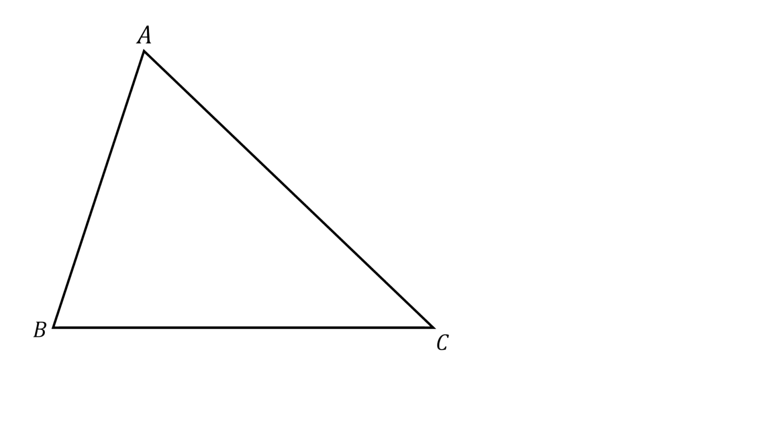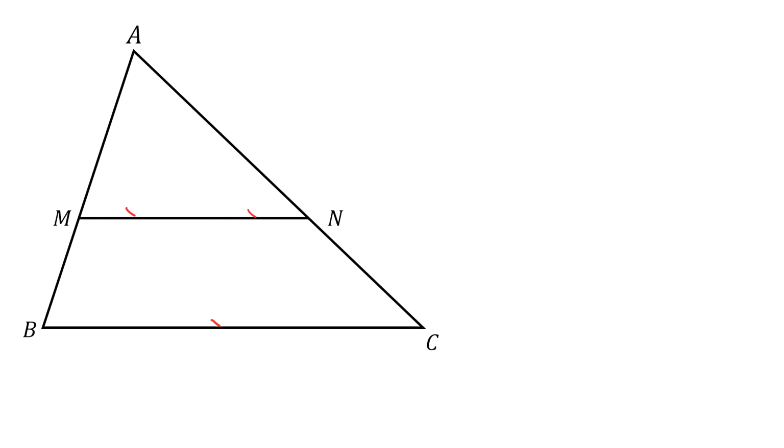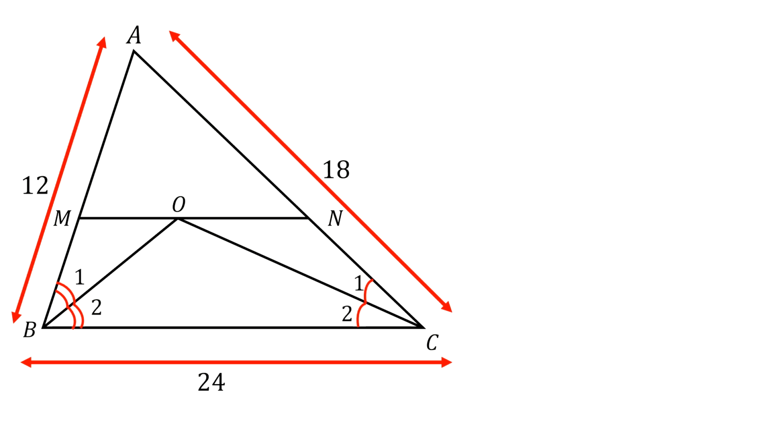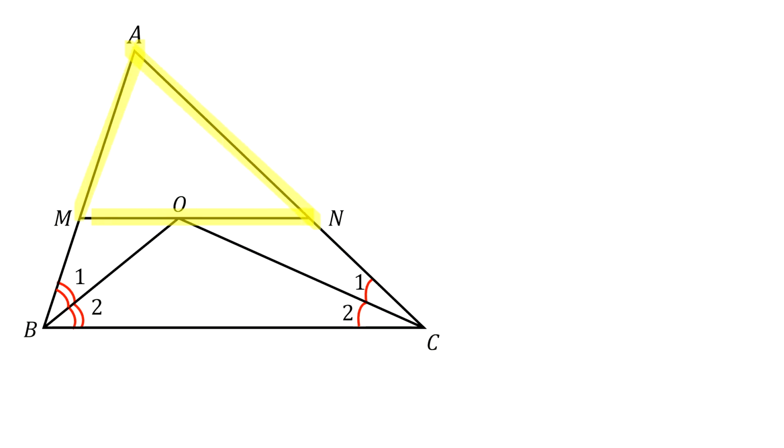Consider triangle ABC. Points M and N are located on sides AB and AC. The line segment MN is parallel to side BC. Moreover, point O, which lies on segment MN, is the intersection point of the angle bisectors of angle B and angle C. The lengths of the sides of triangle AMN are given as follows. What is the perimeter of triangle AMN?